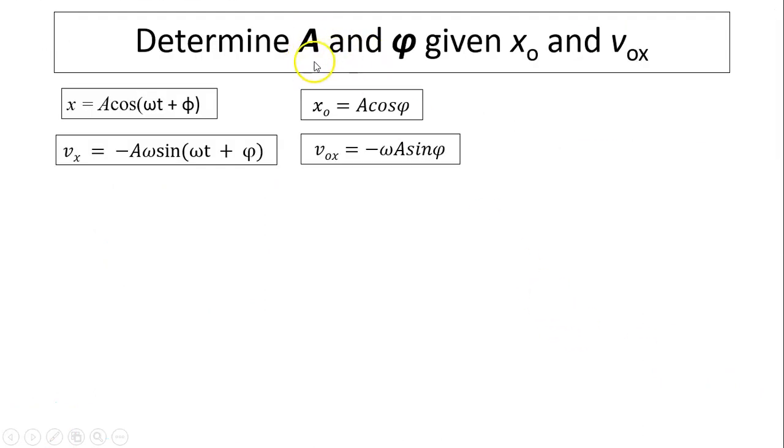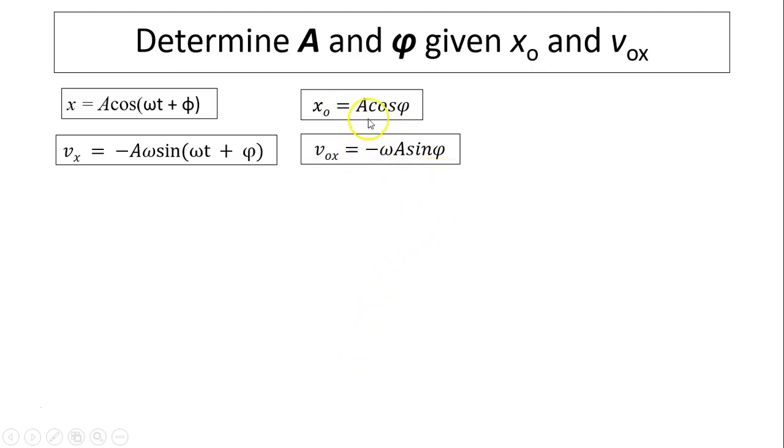Determine the amplitude A and the phase angle phi if we know the initial position and initial velocity. When t equals 0, x naught equals A times cosine phi, and v naught equals negative omega A sine phi, because we just substitute t equals 0 in these two equations. We can use these two equations to find A and phi because we have two equations and two variables.